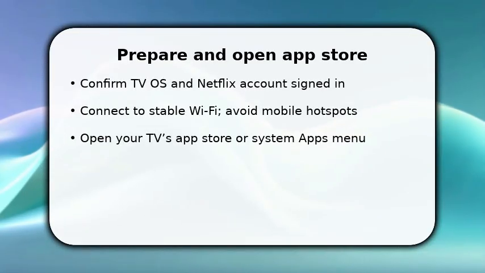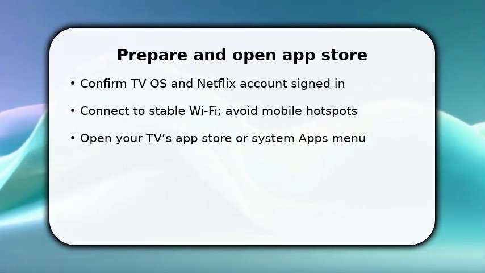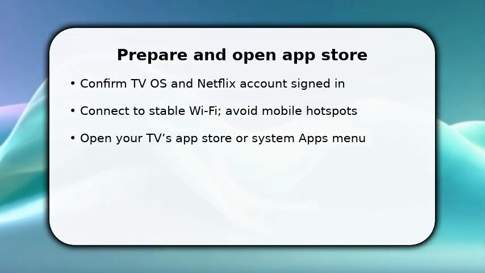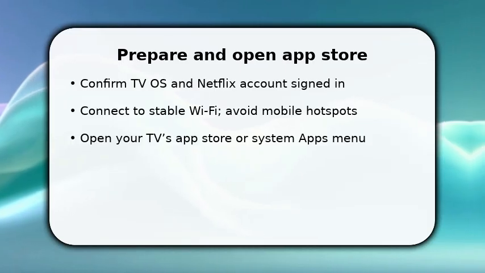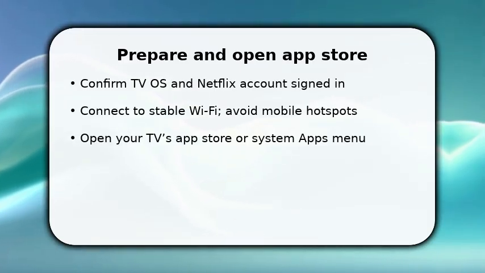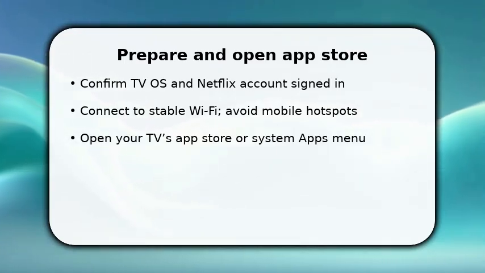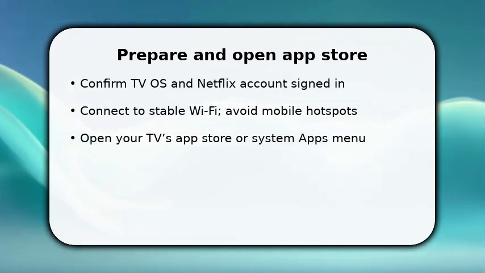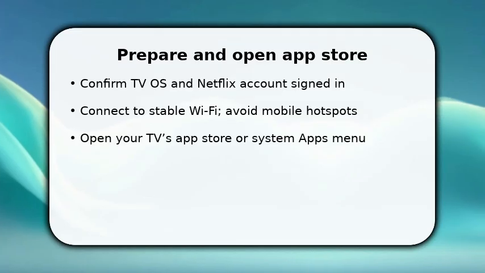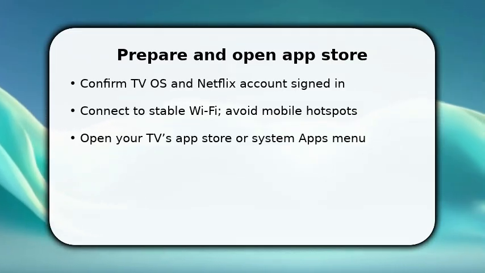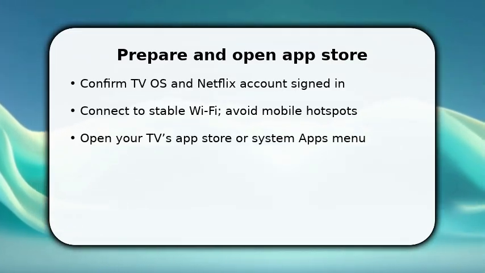You start by confirming your smart TV is signed into the correct account and on stable Wi-Fi. This prevents app conflicts. Once done, navigate straight to the TV's App Store or the System Apps menu so you can find Netflix. You do this now because many TVs require the store to manage app updates. Make sure the TV isn't in a power save mode. That can block downloads. If you see Netflix listed, select it to view update options.